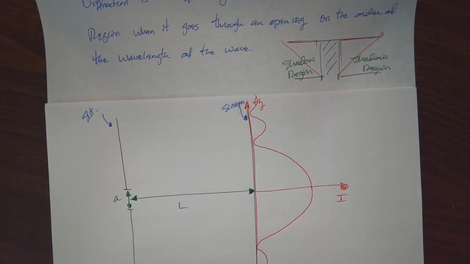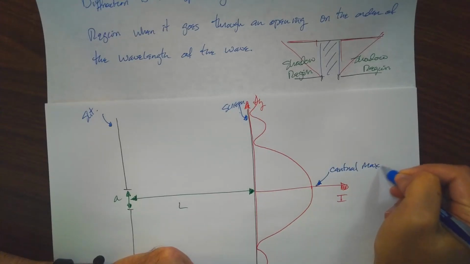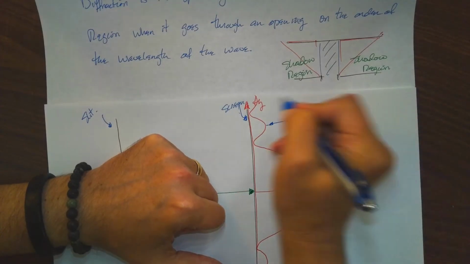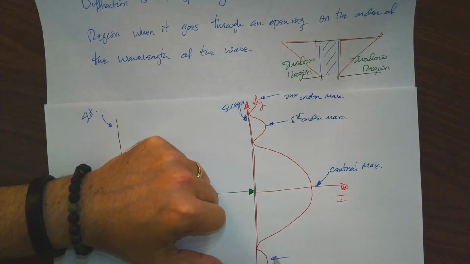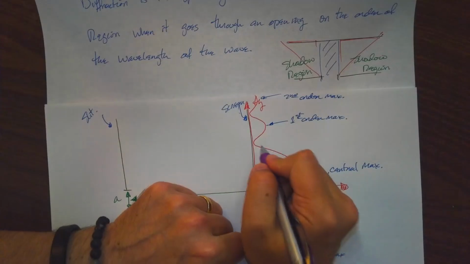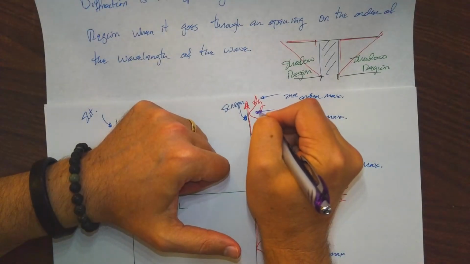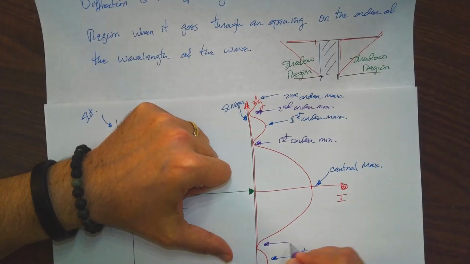Our description of these pieces is that this is referred to as the central max. This is our first order max. This would be the second order max, or bright spot. Then this is the first order minimum. This is the second order minimum. And then the same over here.